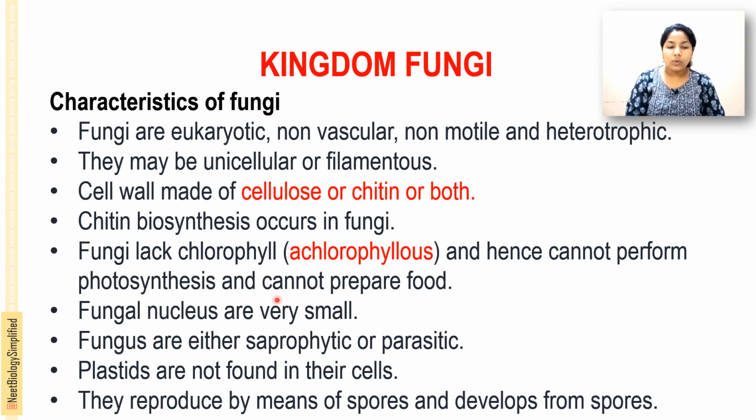And the fungal nuclei are very small, and fungi are either saprophytic or parasitic. And plastids are also not found in their cells. They reproduce by means of spores and develop from the spores. Spores are spread from one place to another by air currents or other mechanical or natural ways, and new fungi develop from these spores.